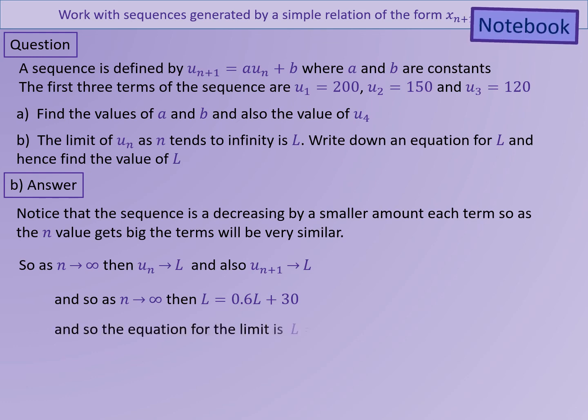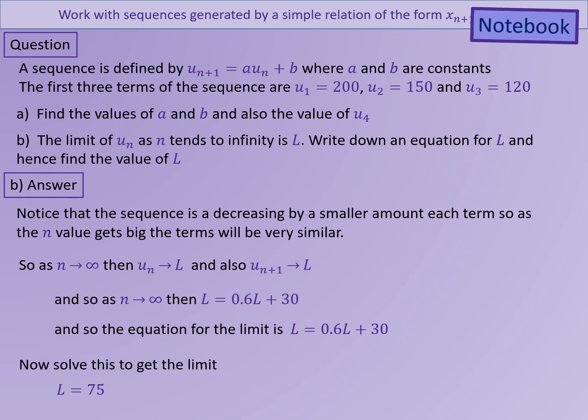Solving this to get to the value of L: if we subtract 0.6L from both sides, this will give us 0.4L equals 30. We can then divide by 0.4. This gives us 75. We can check this using the recurrence function on the calculator.